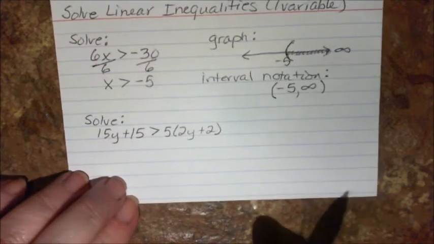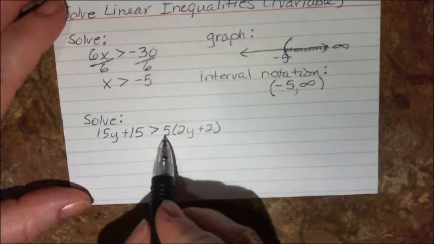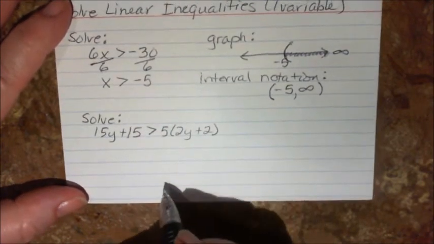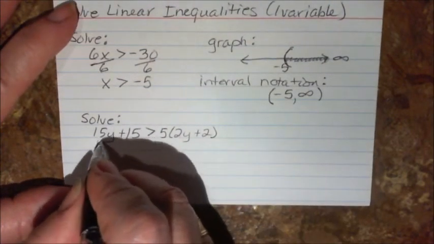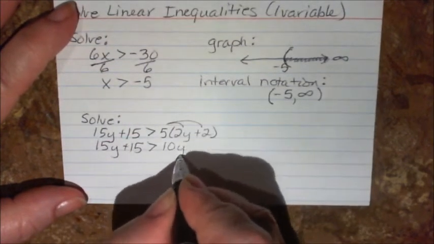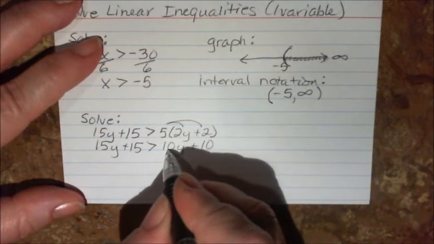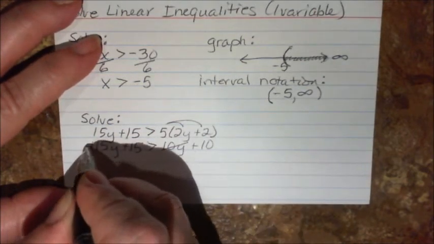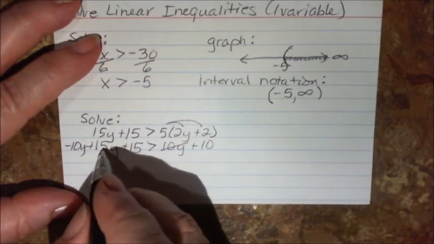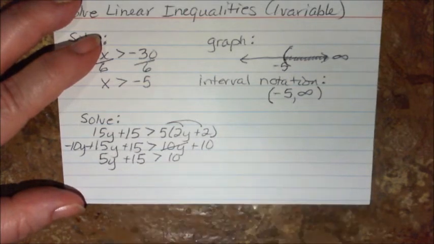Let's solve another linear inequality. 15y plus 15 is greater than 5 times the quantity 2y plus 2. So again, like in an equation, we would want to clear the parentheses first. So 15y plus 15 is greater than, distributing here, 10y plus 10. And now let's eliminate the y term on this side. It would take a minus 10y, or adding a negative 10y to both sides. Then we could collect here, and this gives us 5y plus 15 is greater than 10.